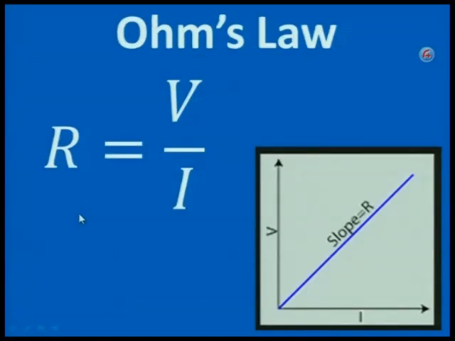The first thing you have to know about electric circuits is Ohm's law. Ohm discovered that R is equal to V divided by I. What this means is, if you plot voltage values against current values, you'll get a straight line, which is then R. So, what you should know is R is V divided by I, and this will give you a straight line if you plot V versus I.